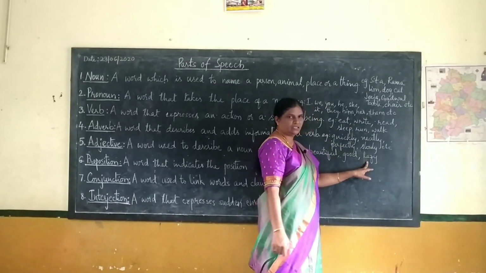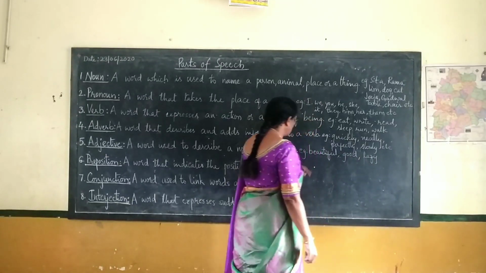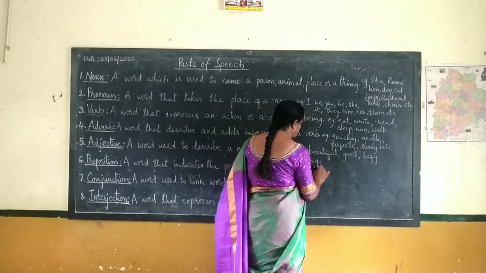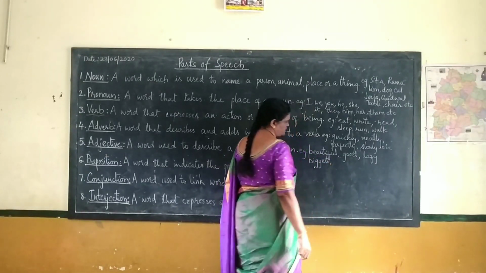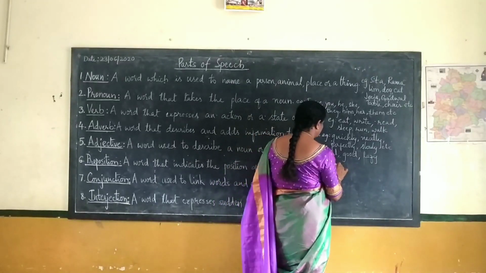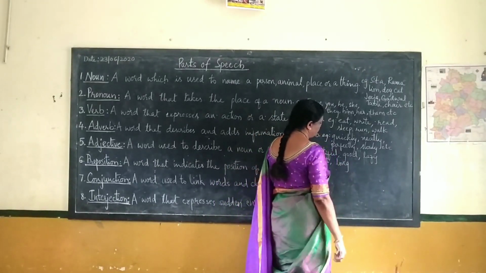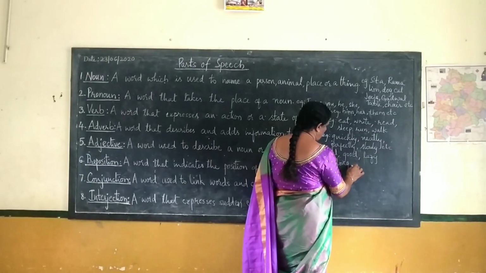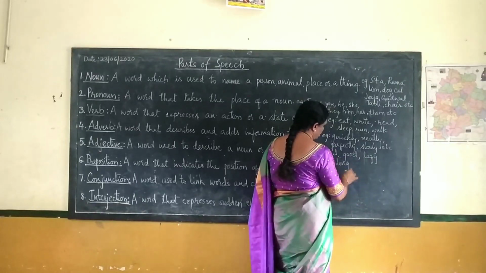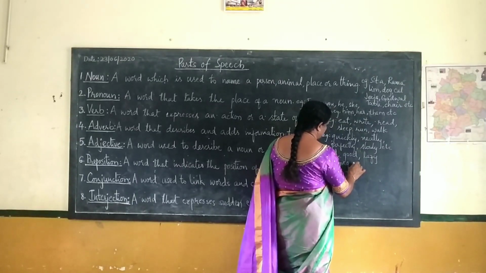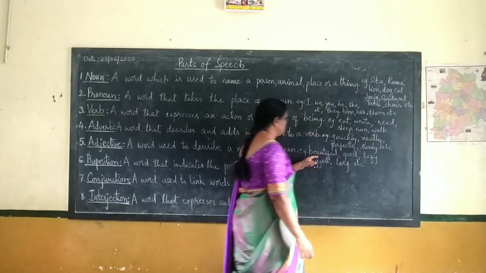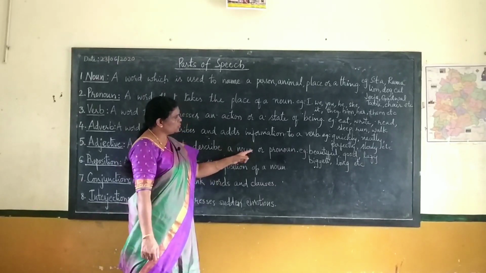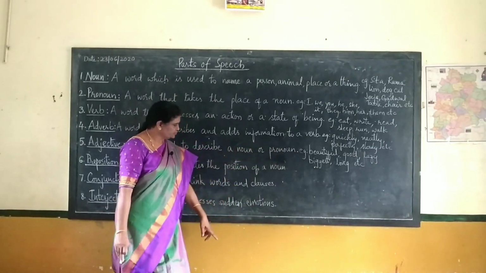Sita is a lazy girl. And also a big ocean. The biggest ocean. And then long. The long river. It is a long river. Long road. Long life. Like that, etc. So these are the words that describe a noun or a pronoun.